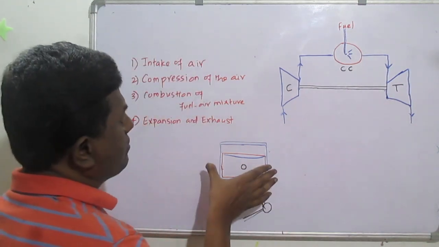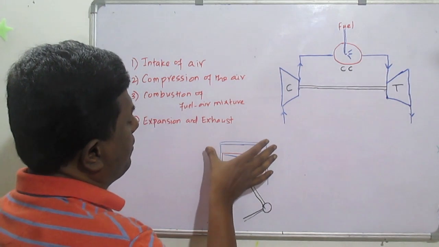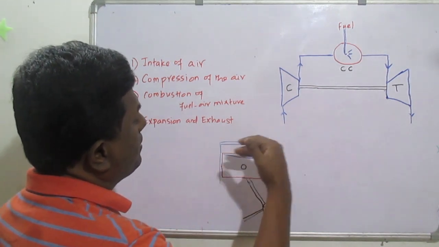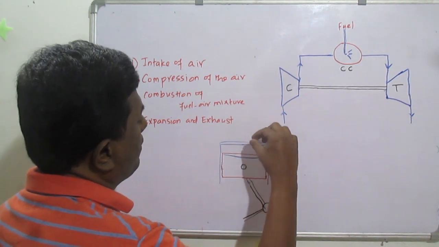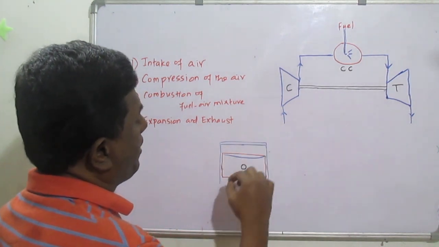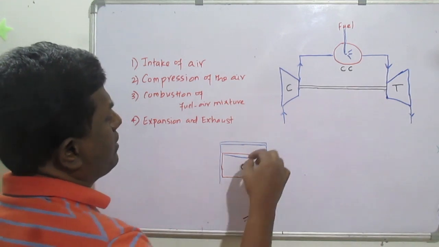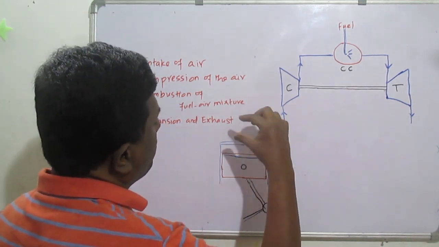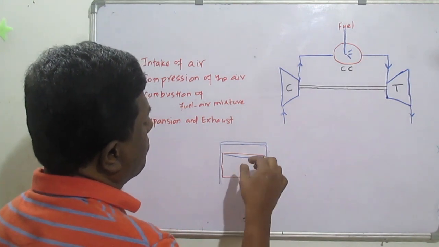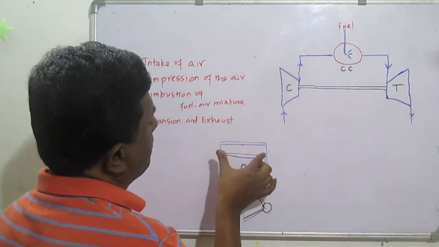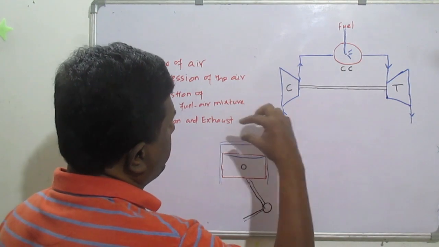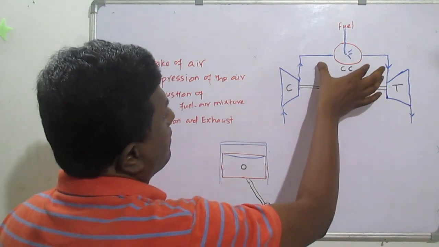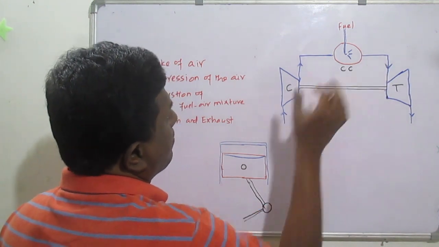But here, what is happening is that the combustion takes place for a short period of time. That is very important, because the fuel is also sprayed for a short duration of time, and that happens in a constant volume process, whereas here the combustion takes place at a constant pressure.